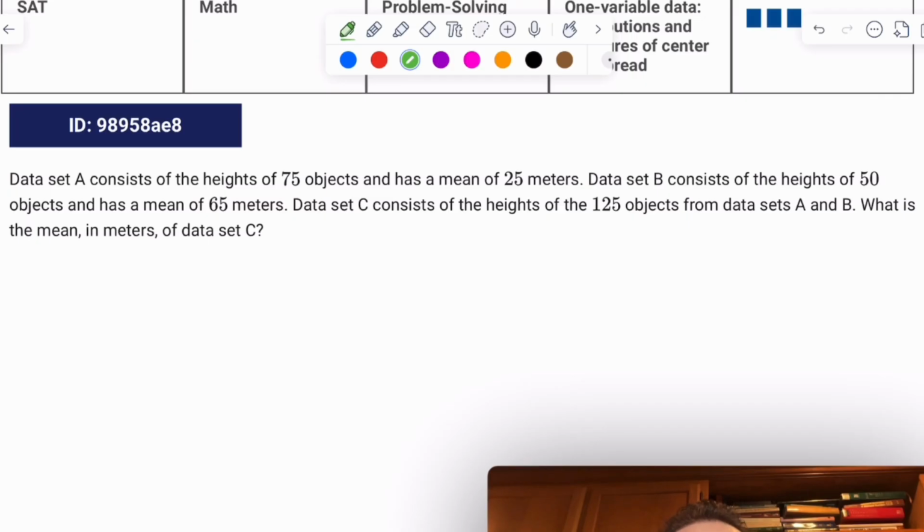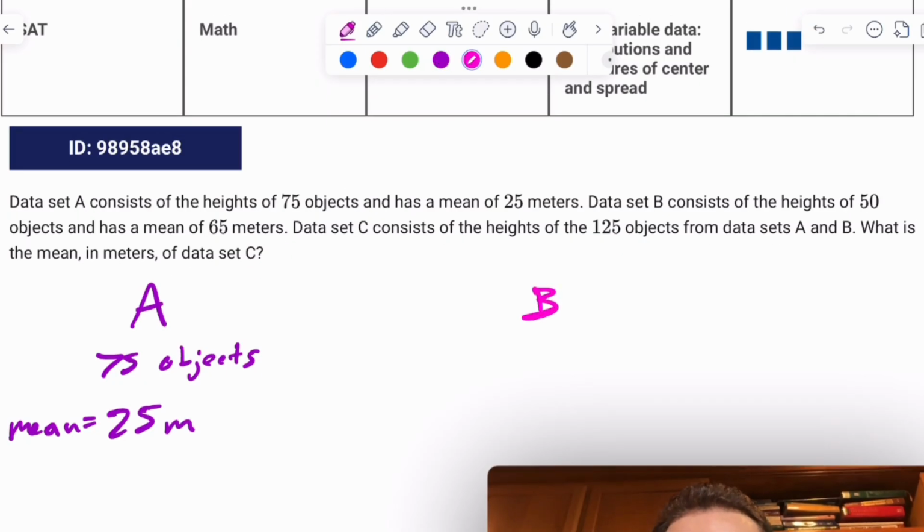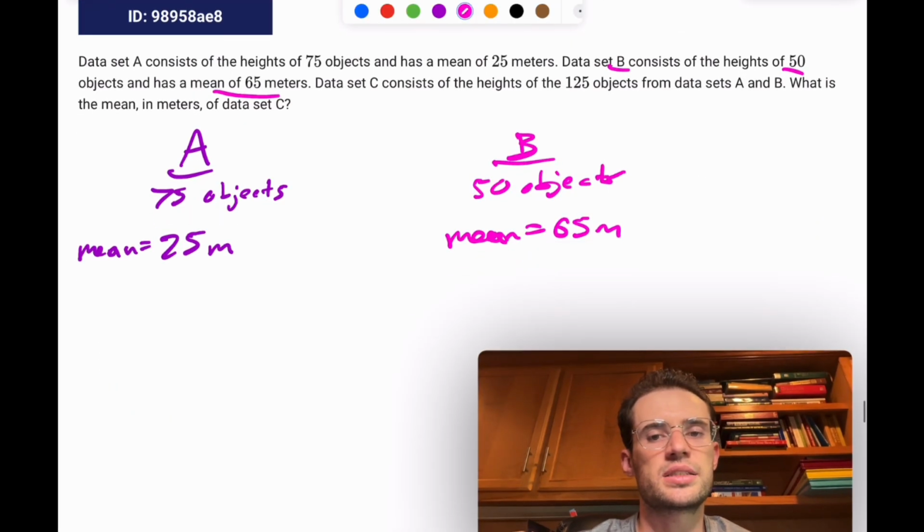And here we have dataset A consists of the heights of 75 objects and has a mean of 25 meters. So in dataset A, there are 75 objects and the average, or the mean, equals 25 meters. Dataset B consists of the heights of 50 objects and has a mean of 65 meters. Dataset C consists of the heights of the 125 objects from dataset A and B. So you're just combining the two.